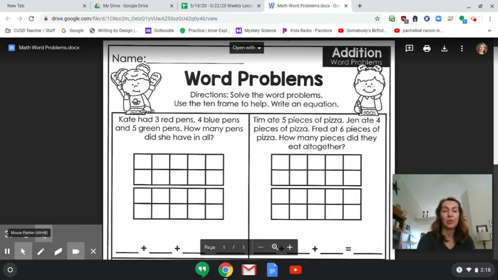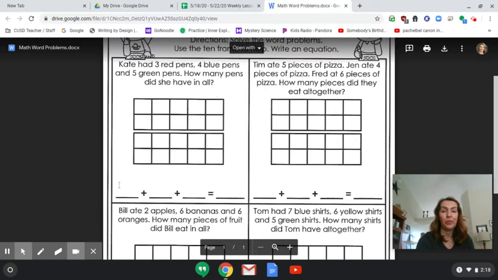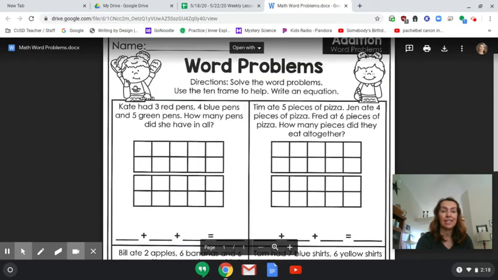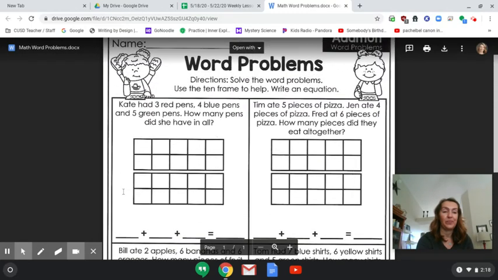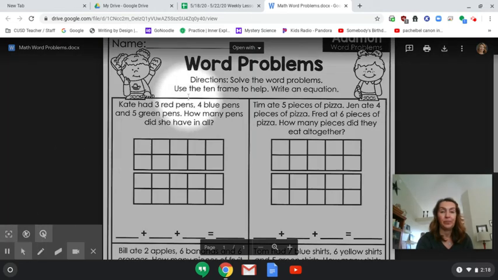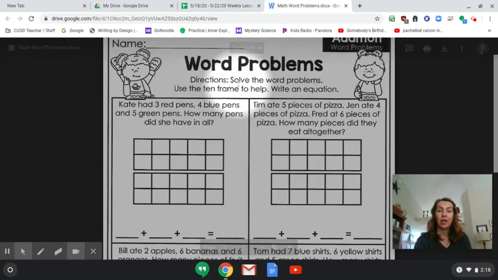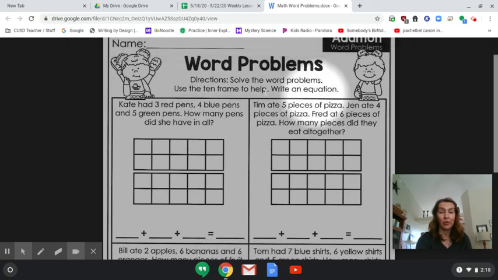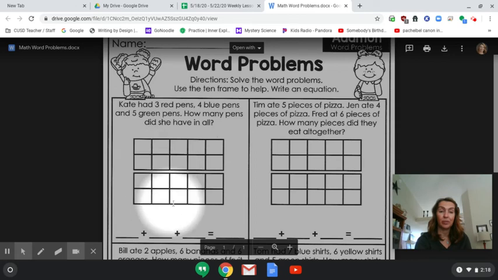So this one says word problems. Here we go. And you can see there are 4 different ones. Word problems. Directions. Solve the word problems. Use the 10 frame to help. Write an equation. Okay, so this 10 frame is familiar to us. We've seen it in our classrooms and worked with it. So let's take a look.